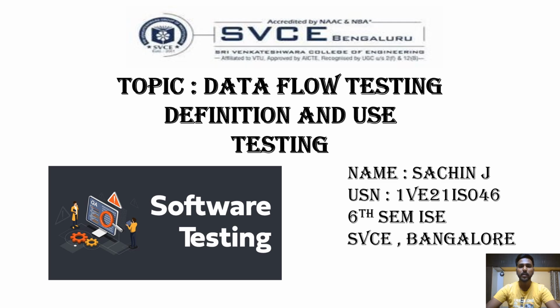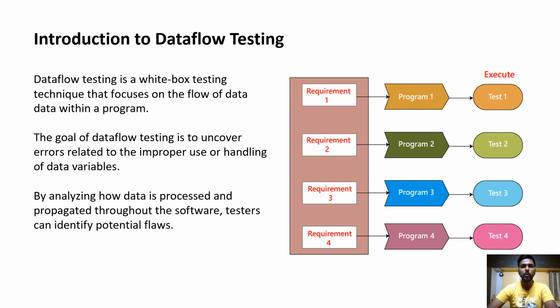So the topic is data flow testing. Now let's see about the introduction to data flow testing. Data flow testing is a white box testing technique that focuses on the flow of data within a program. The goal of data flow testing is to uncover errors related to improper use or handling of the data variables. By analyzing how data is processed and propagated throughout the software, testers can identify potential loss.